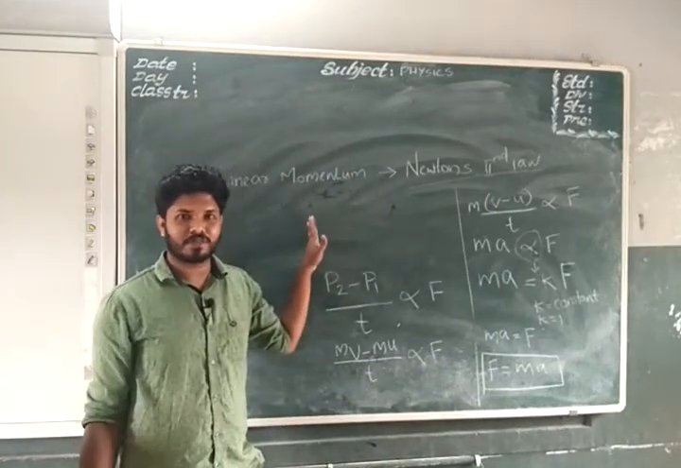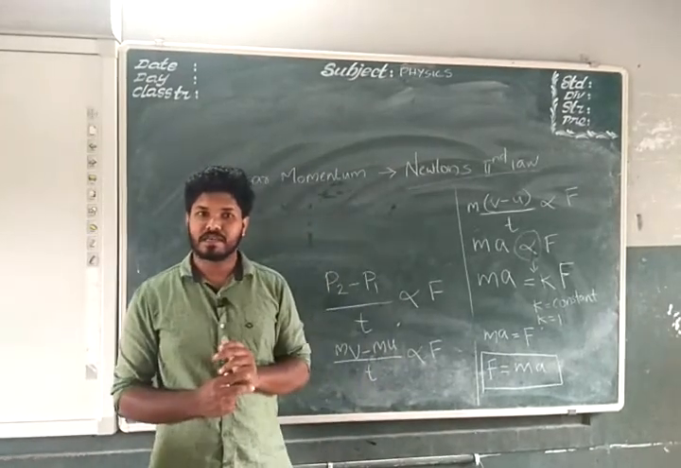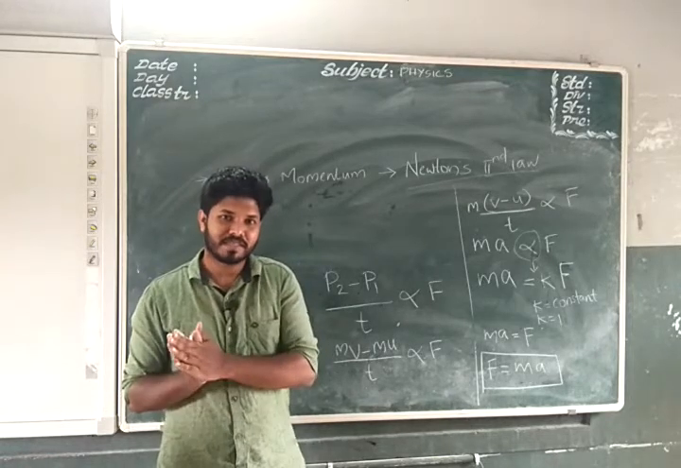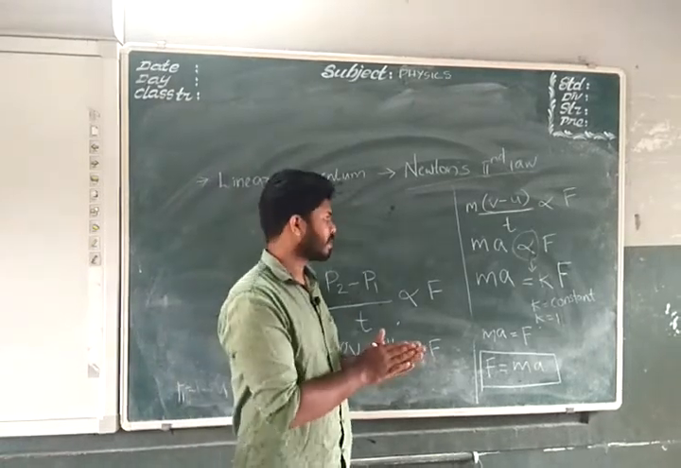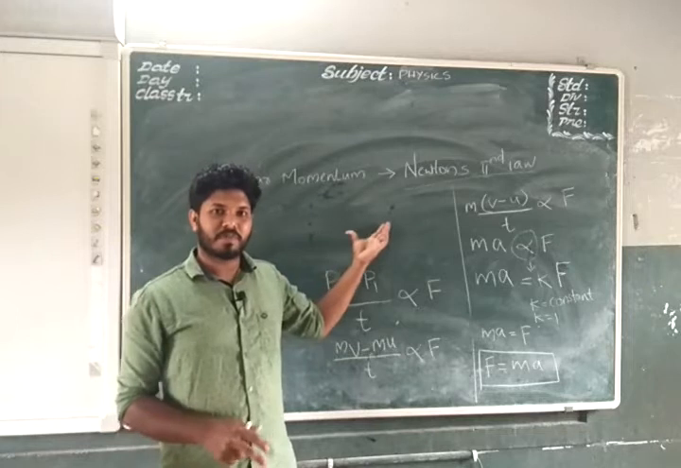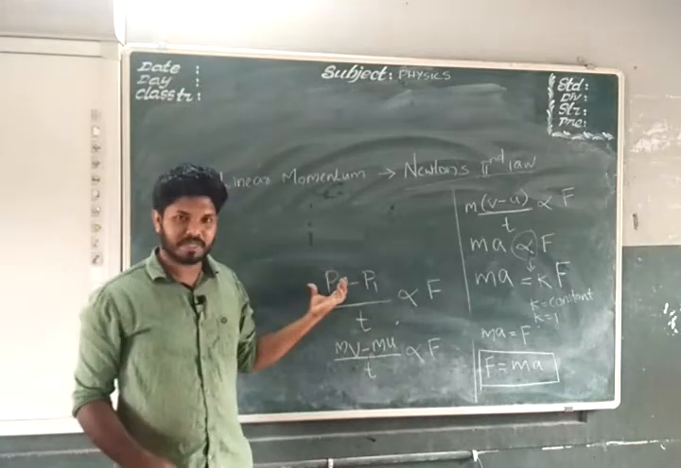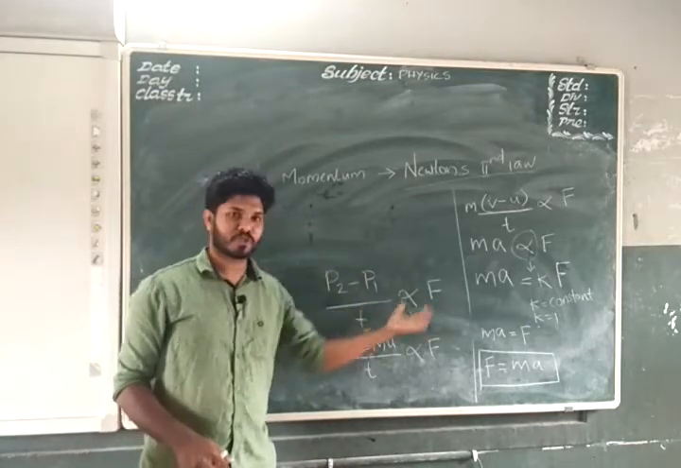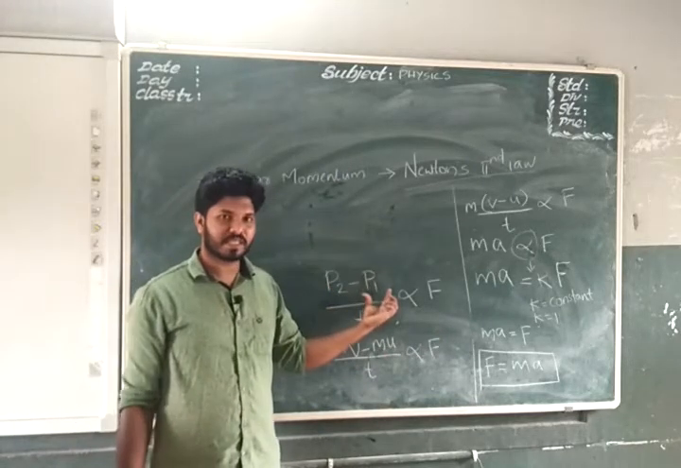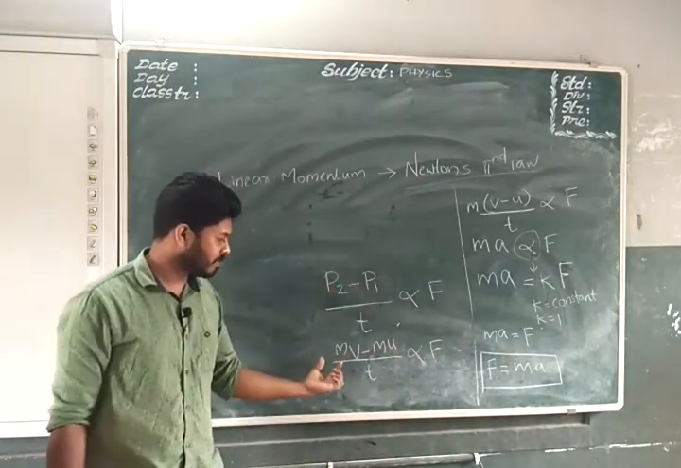So you have to state Newton's second law. What is Newton's second law? According to Newton's second law, rate of change in linear momentum is directly proportional to what? External force applied. And then we have to write the mathematical formula, that is, change in linear momentum divided by time taken is proportional to force. Change in linear momentum is P2 minus P1 divided by t, proportional to F. Now P2 is final linear momentum and P1 is initial linear momentum. Initial linear momentum means m into u, and final linear momentum is m into v.